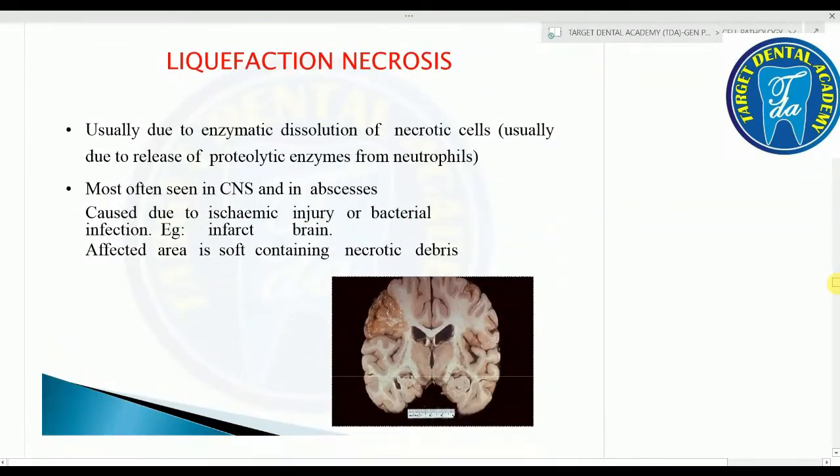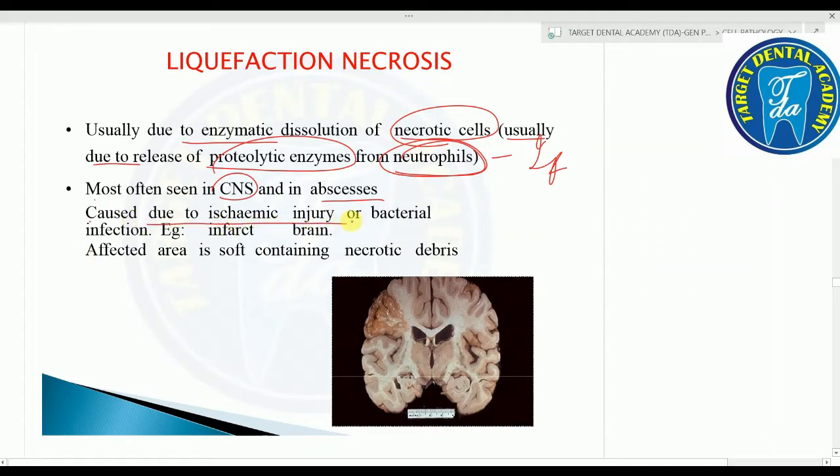Next is liquefaction necrosis. It is usually due to the enzymatic dissolution of the necrotic cell, usually due to the release of proteolytic enzymes from the neutrophils. Important. Most often seen in the CNS and in abscess. It is caused due to ischemic injury or bacterial infection, example the infarcted brain. The affected area is soft, containing necrotic debris.